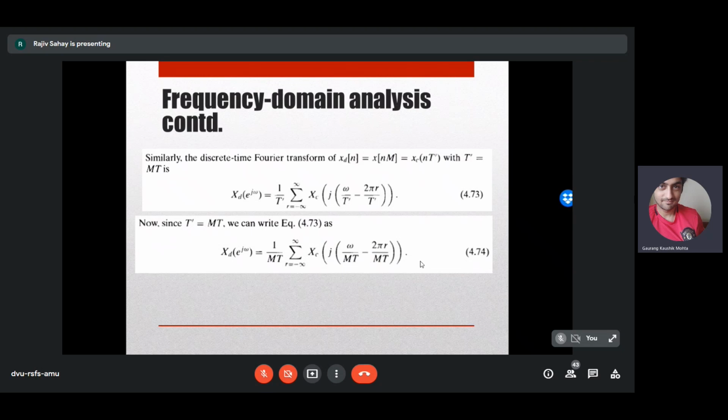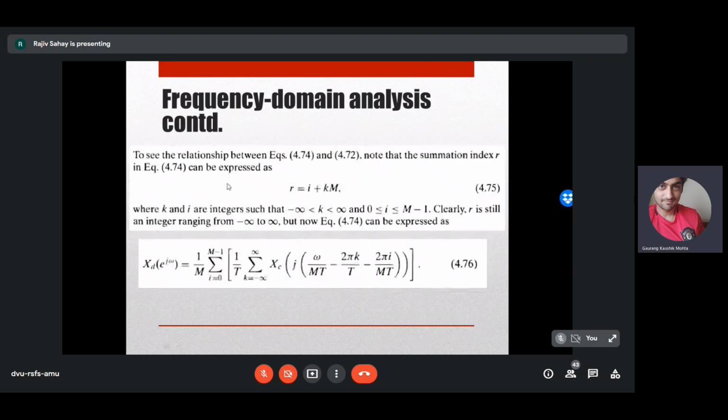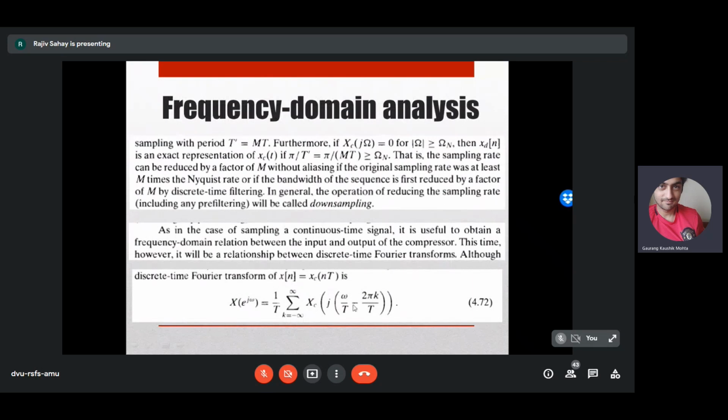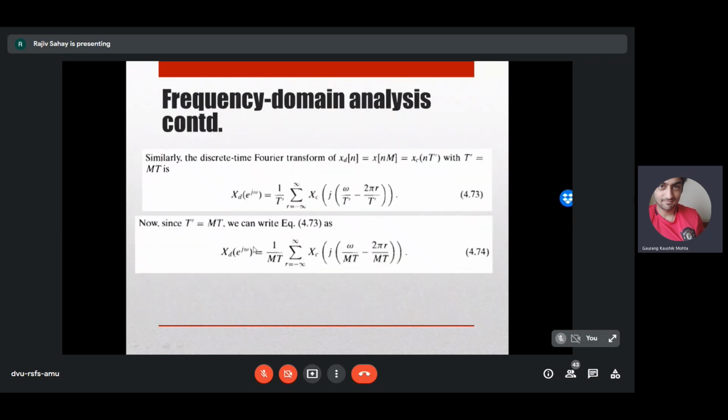Yes, sir. Okay, moving forward. Now we want to find the relationship between 4.74 and 4.72, that means this one and this one. This is the DTFT of x[n], and this is the DTFT of x_d[n], which is the downsampled version of x[n], that is, x[nM]. Suppose M is equal to 2. This is x[2n], so you are halving the time resolution. That means you are retaining only half the samples of the original signal.